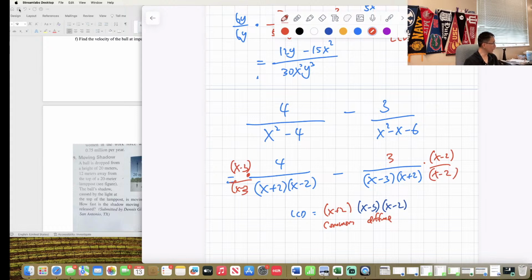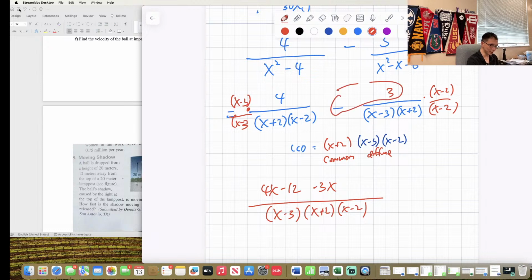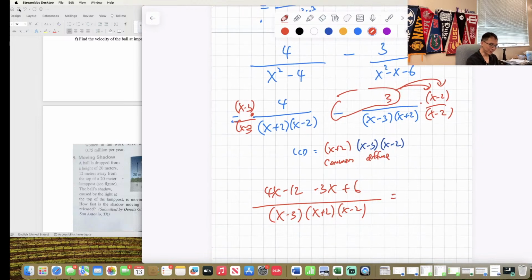No. Yeah, good. So I can distribute. The bottom is x minus 3, x plus 2, x minus 2, and then the top is going to be 4x minus 12 minus 3x, and make sure I distribute. I don't want to make the same mistake as last time. Last time, Winston kind of helped me. So that's going to be plus 6. So what's left is x minus 6 over x minus 3, x plus 2, x minus 2.